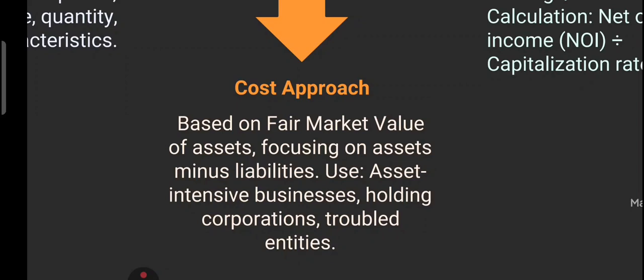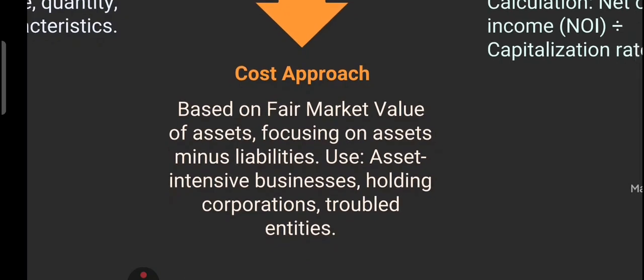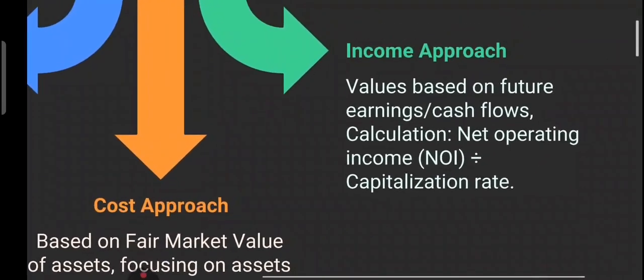The cost approach focuses on the fair market value of the asset minus liability, right? It is ideal for asset intensive business. So for businesses which are hugely asset intensive, like a holding corporation, or when dealing with a troubled entity, the cost approach is most useful because it focuses on the fair market value, not on the recent asset price or recent transactions. In the market approach, the comparison method works best, where we compare similar assets considering their size. And the third approach we have is called the income approach.